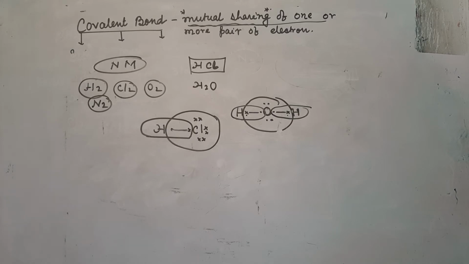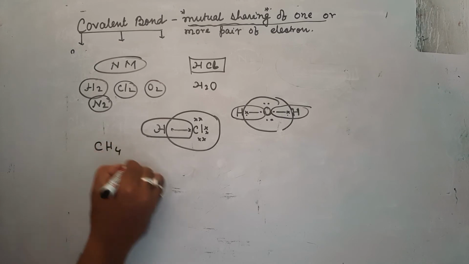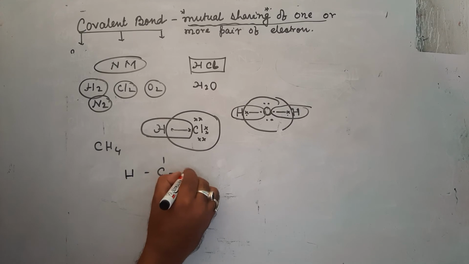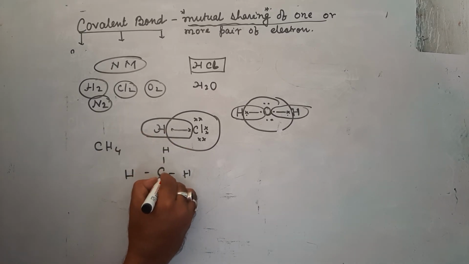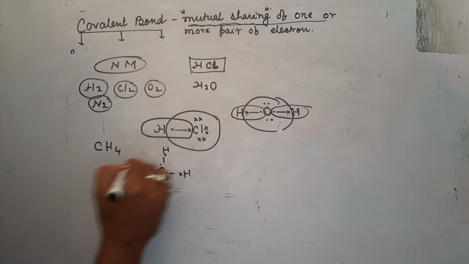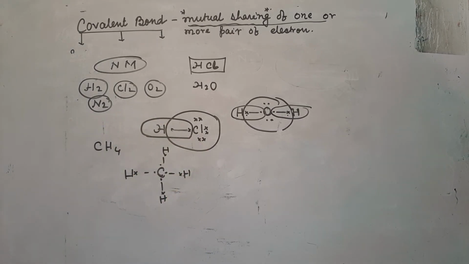One more single bond example: you can take CH4, methane, carbon with 4 hydrogen. The atomic number of carbon is 6, so the outermost shell has 4, and each hydrogen has 1 only. Like this they form a molecule CH4. So they are single covalent bonds.